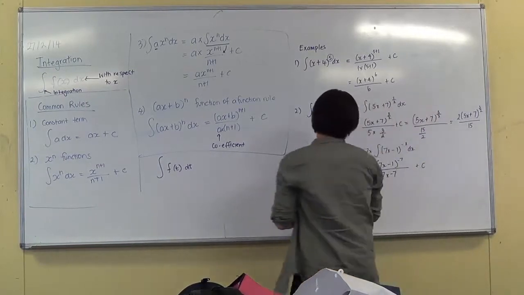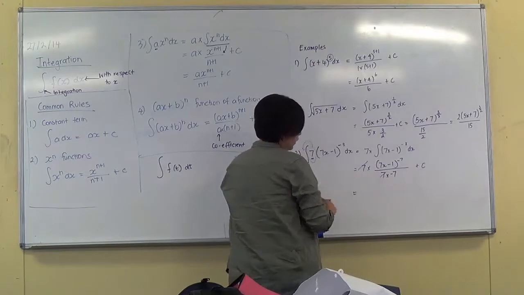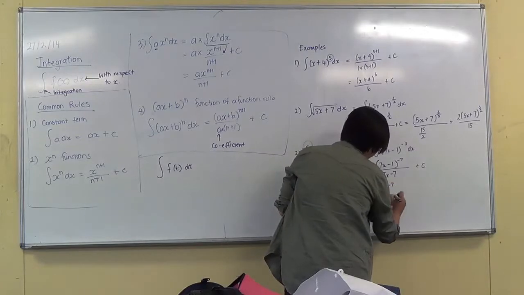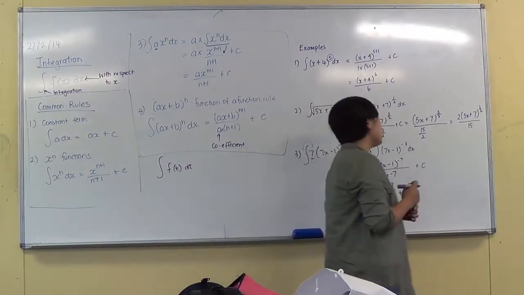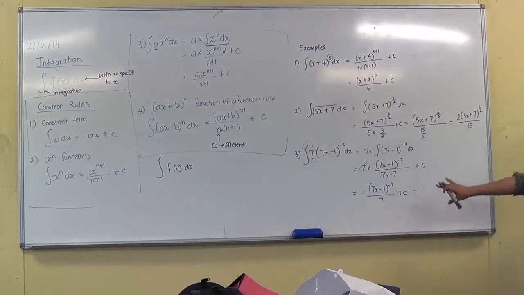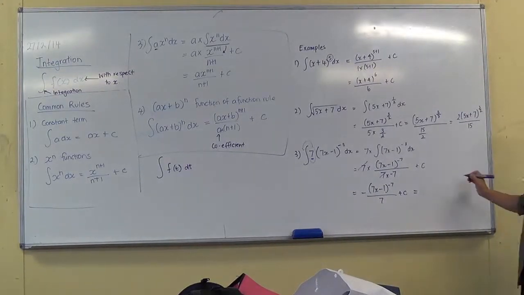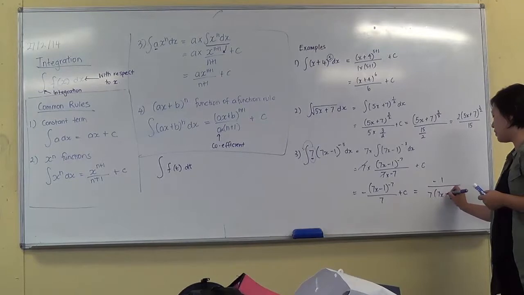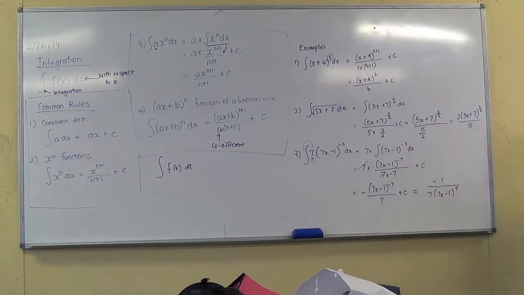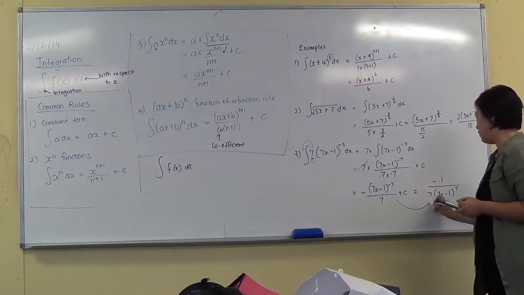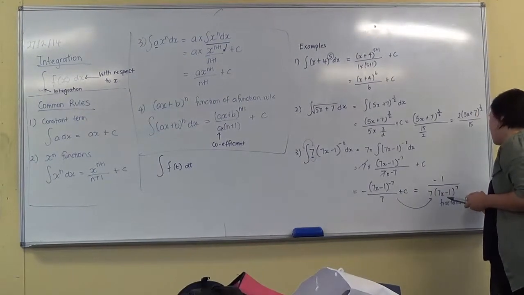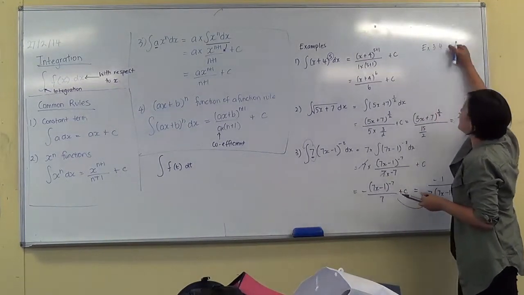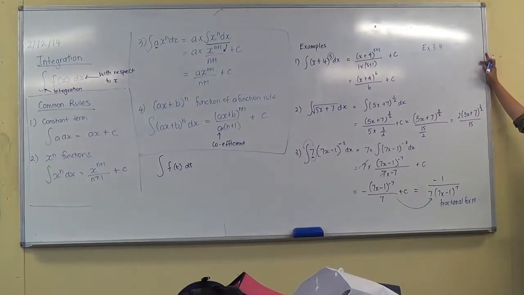So if I simplify, I can cancel both 7s out. And what I have left is negative (7x minus 1) to the power of negative 7 all over 7, plus c. And if we want to make this a fraction and not a negative index, it's just going to be negative 1 all over 7 (7x minus 1) to the power of 7. All I've done from here to here is convert it into fractional form. So exercise 3.4 is very similar to what we've done when we first started integrating.